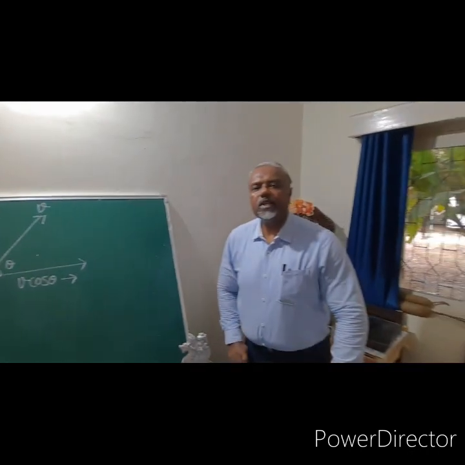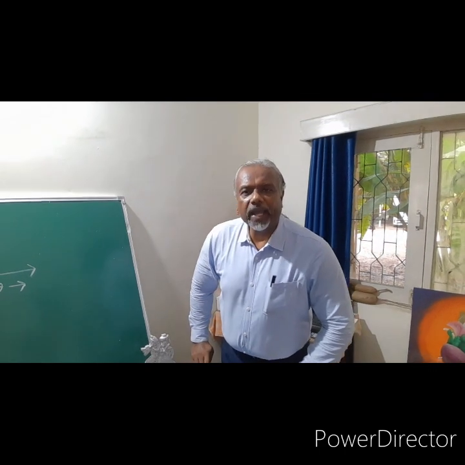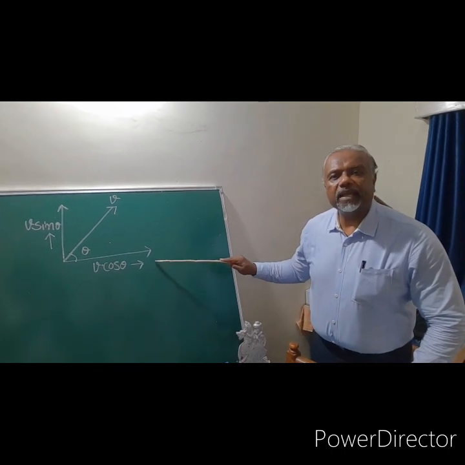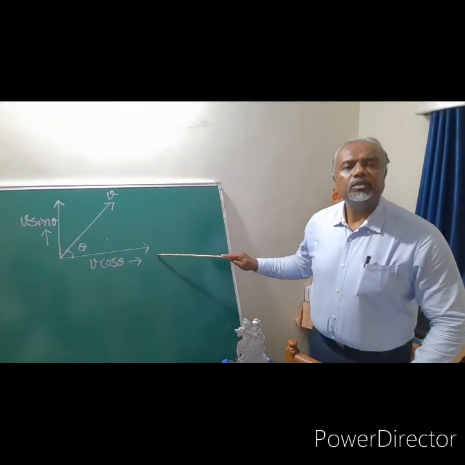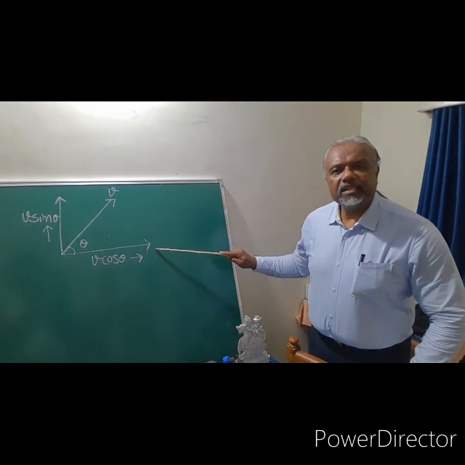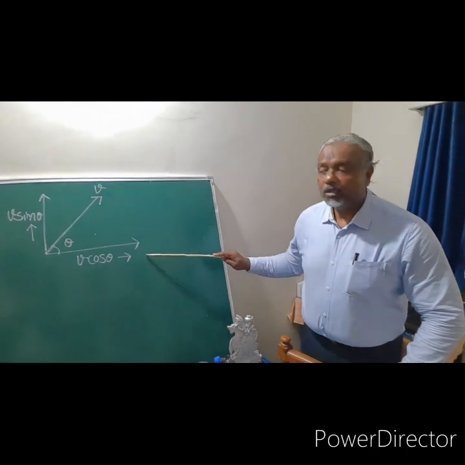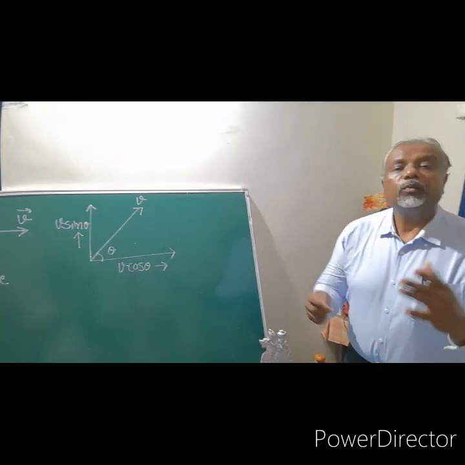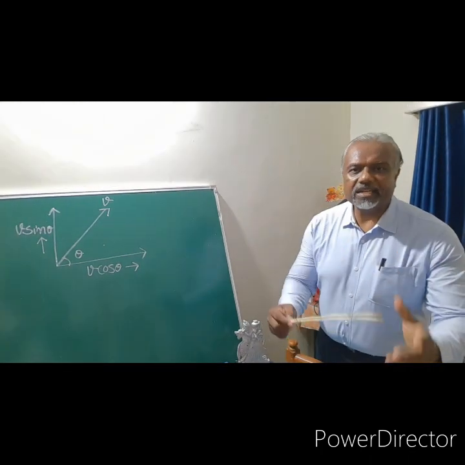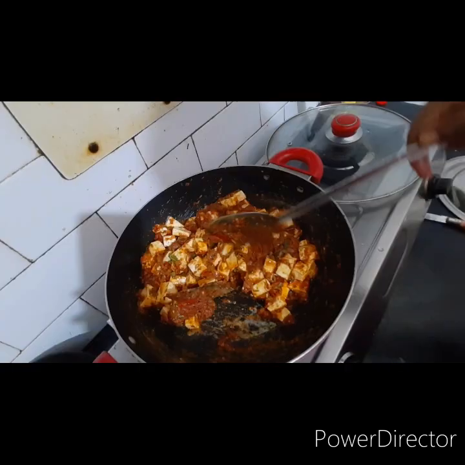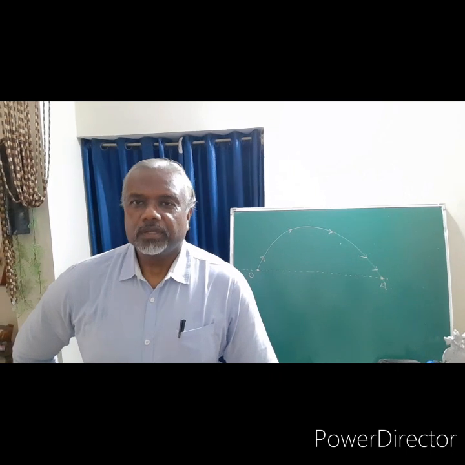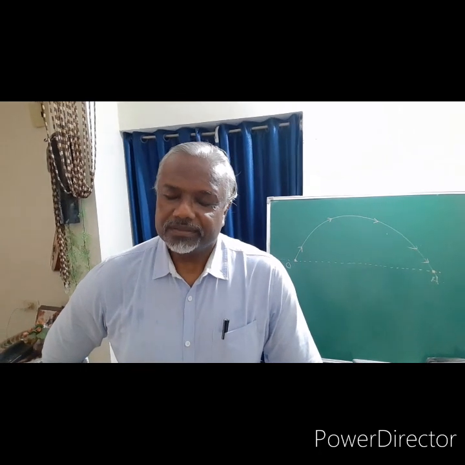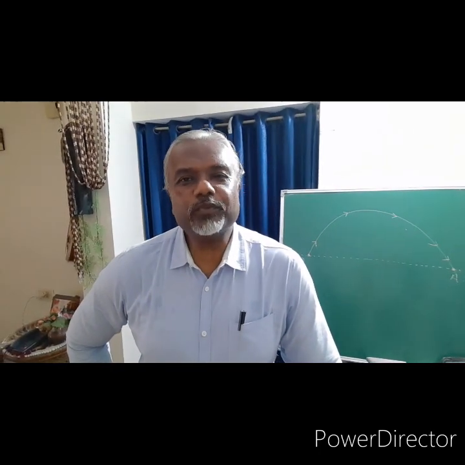One point I will tell you here, then I will explain why v cos theta is not affected by gravity. The horizontal component of projectile is not affected by gravity; the vertical component of projectile gets affected by gravity. Why? Let us see. First, understand this ingredient. You can be the best cook if you know not only the ingredients but the process of cooking.